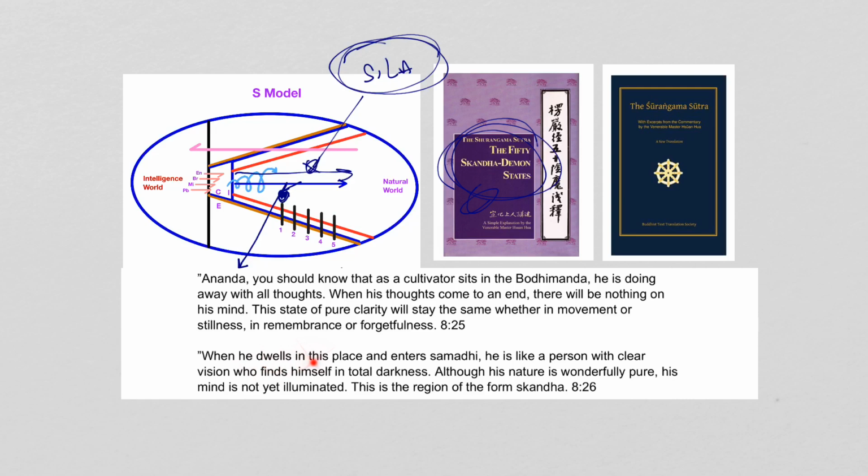When he dwells in this place and enters samadhi, he is like a person with clear vision who finds himself in total darkness. Although his nature is wonderfully pure, his mind is not yet illuminated. This is the region of the form skandha. So this is the form. If you sit in meditation, you see this, you know it is the form skandha. Do not take this as enlightenment and go out and start teaching the entire world.